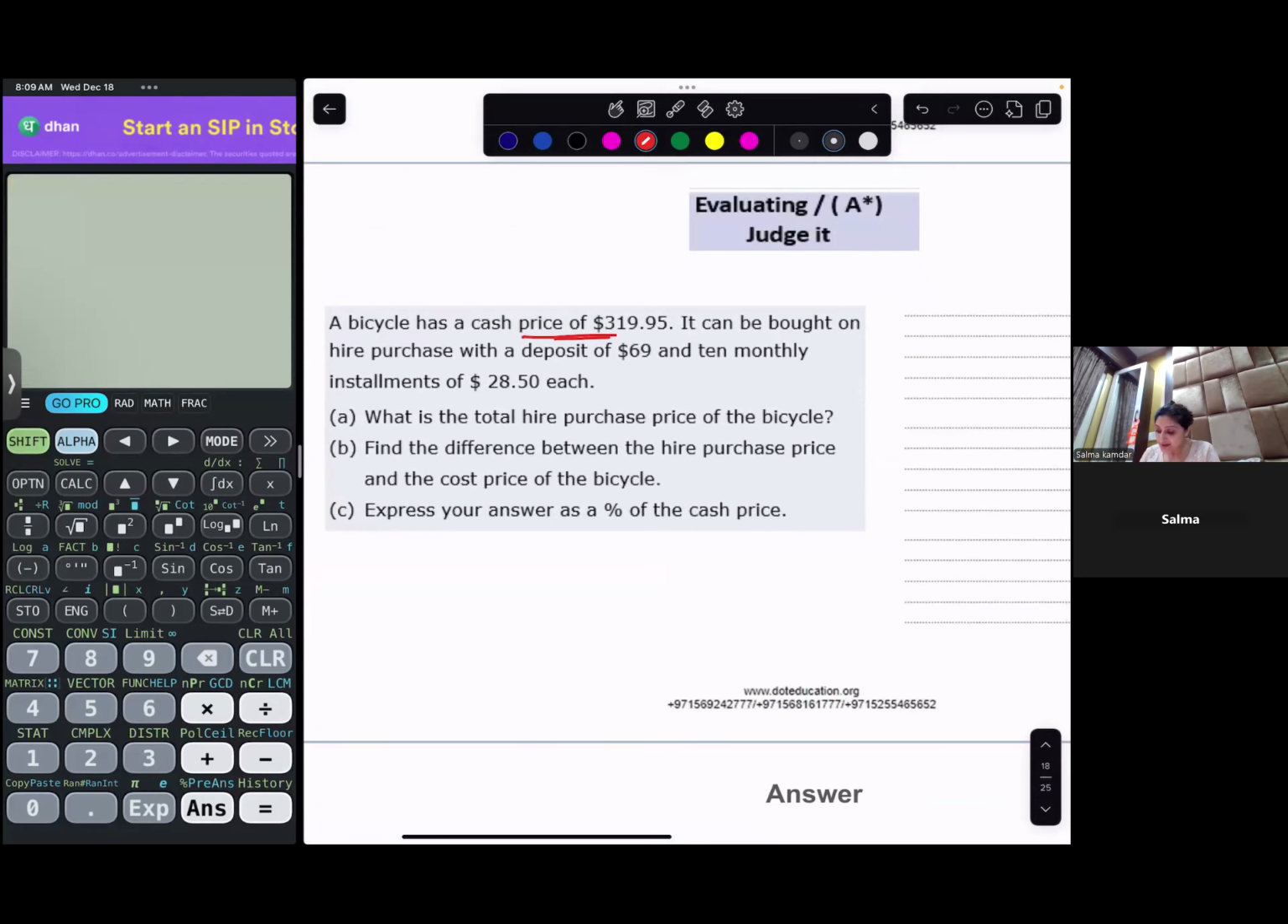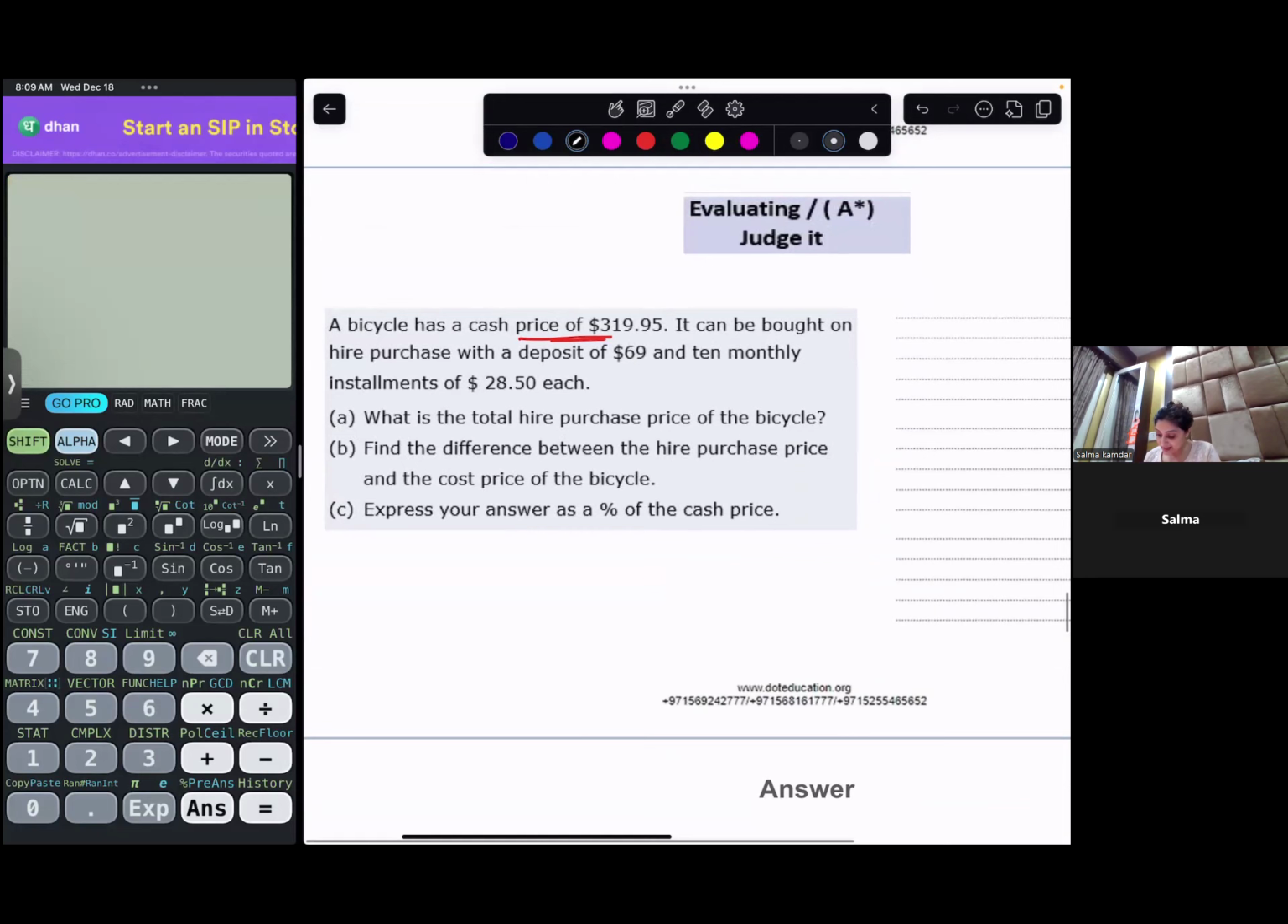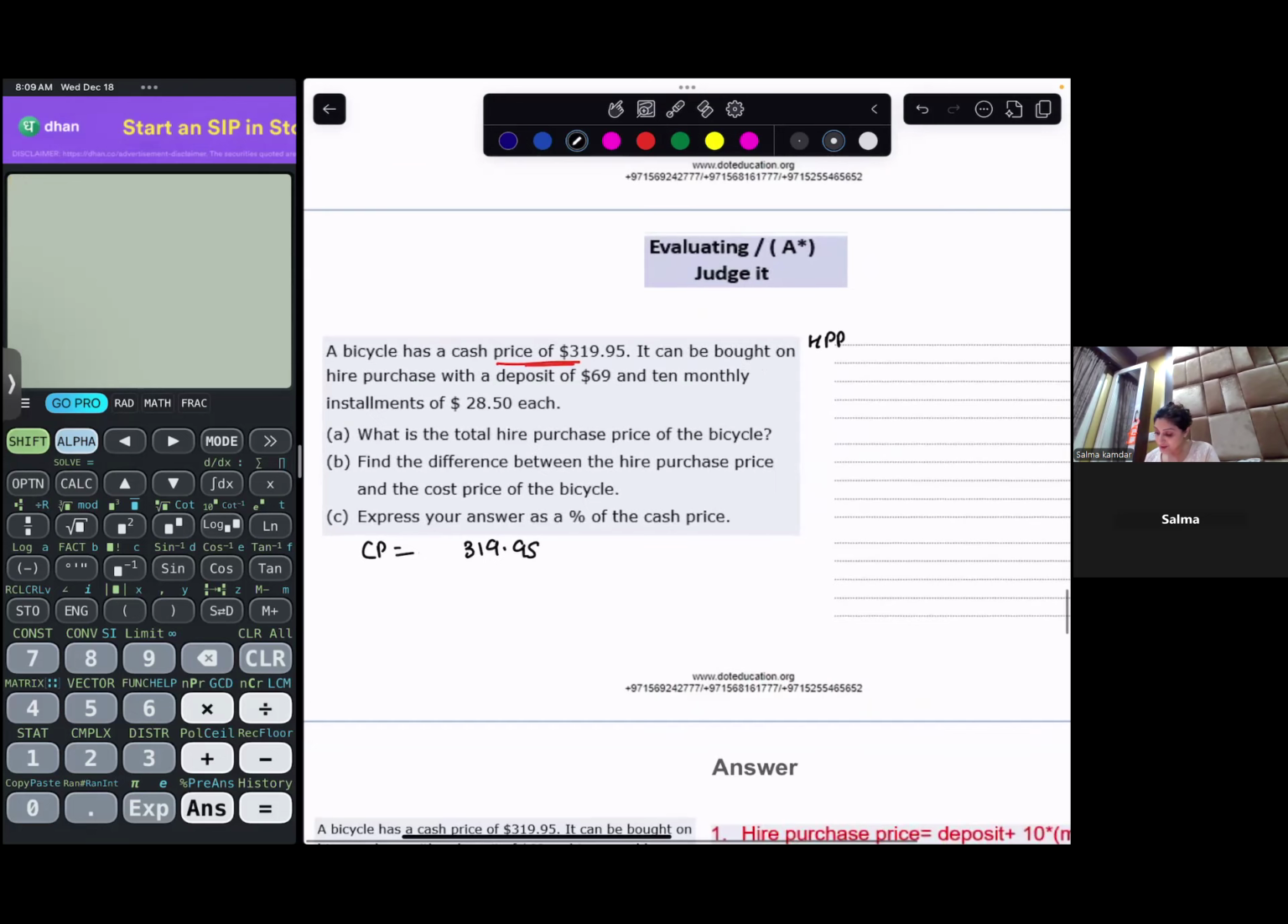A bicycle has a cash price of 319.95. So my cash price is 319.95. It can be bought on hire purchase at a deposit of 69. Hire purchase price is your deposit or down payment plus your installments. So it can be bought at a deposit of 69 plus 10 monthly installments of 28.5.